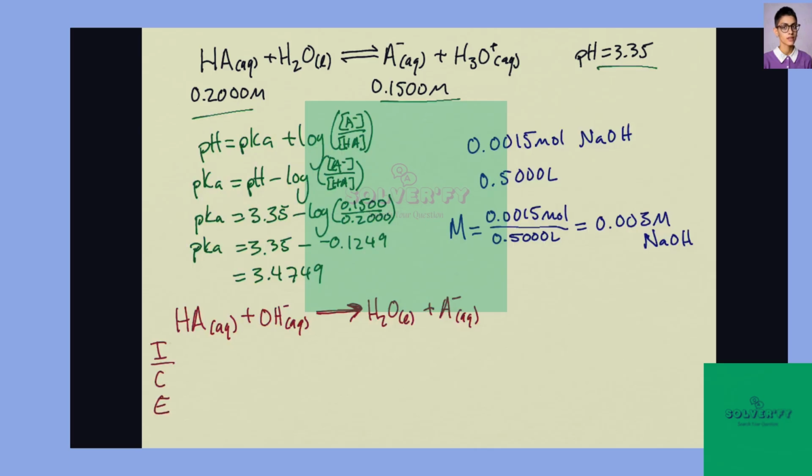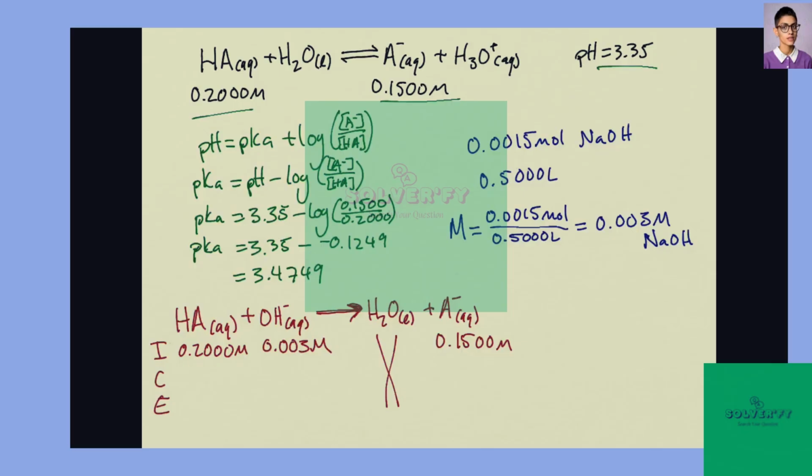Initially, we have 0.2000 molar HA, 0.003 molar OH- from the added NaOH, and 0.1500 molar A-. Liquids aren't included in these calculations, so we can just ignore water here.